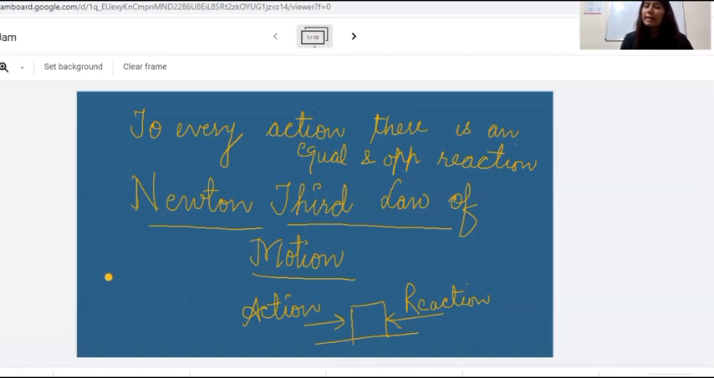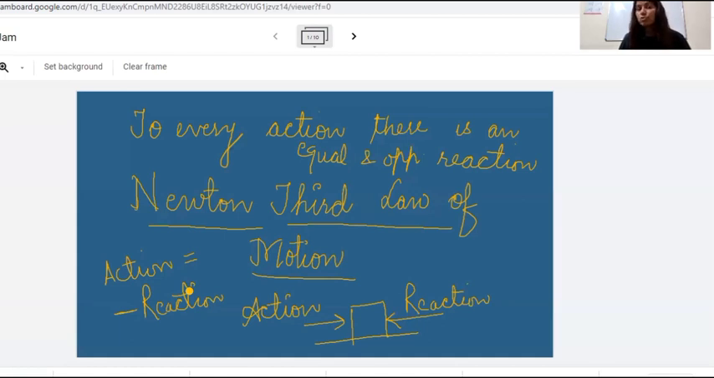so that this box is not moving. So we can say that action is always equal and opposite. For opposite, we put a negative sign on the reaction. Action is always equal and opposite to reaction. So this law states Newton's third law of motion: to every action there is an equal and opposite reaction.